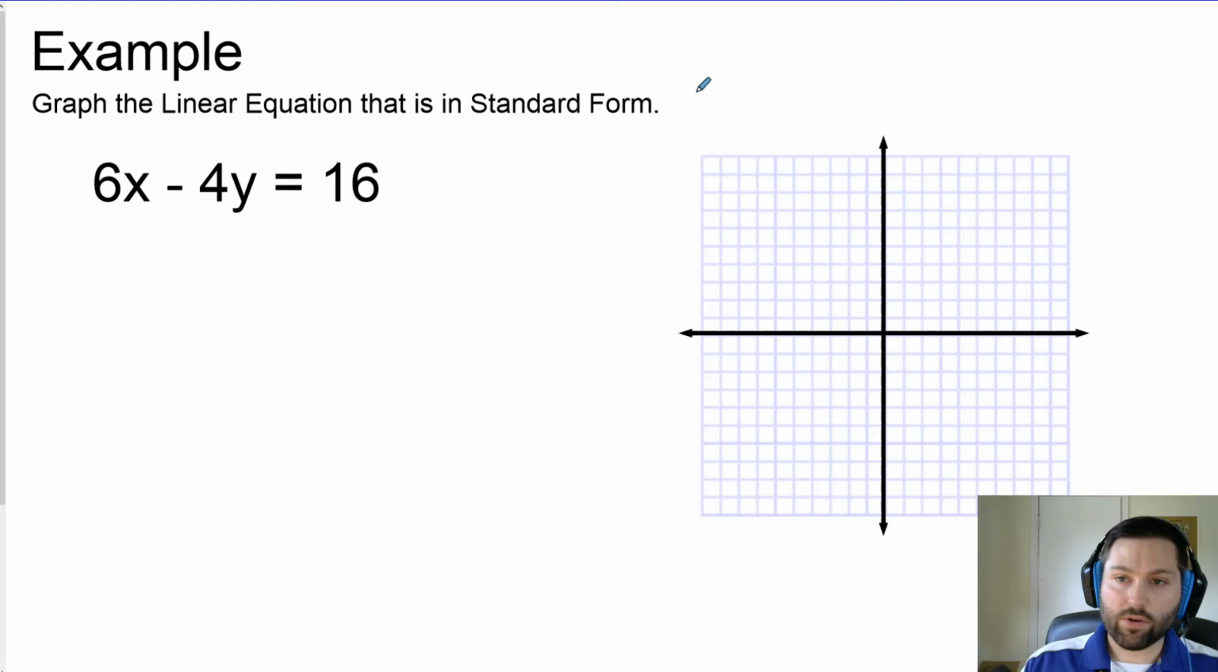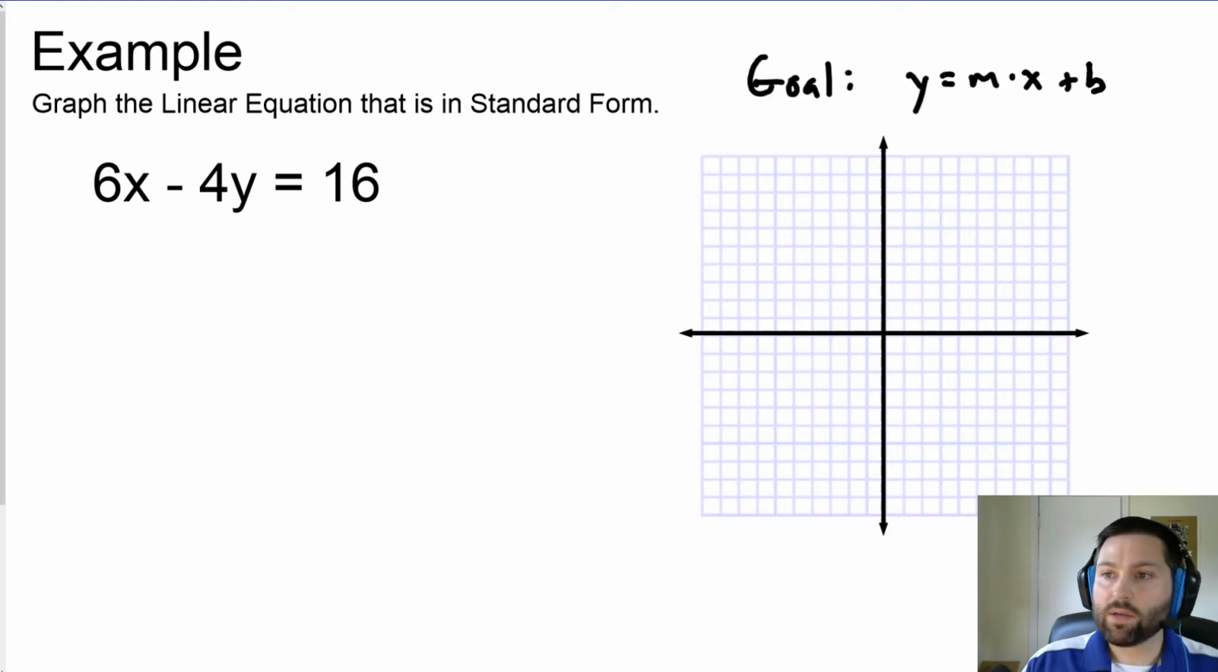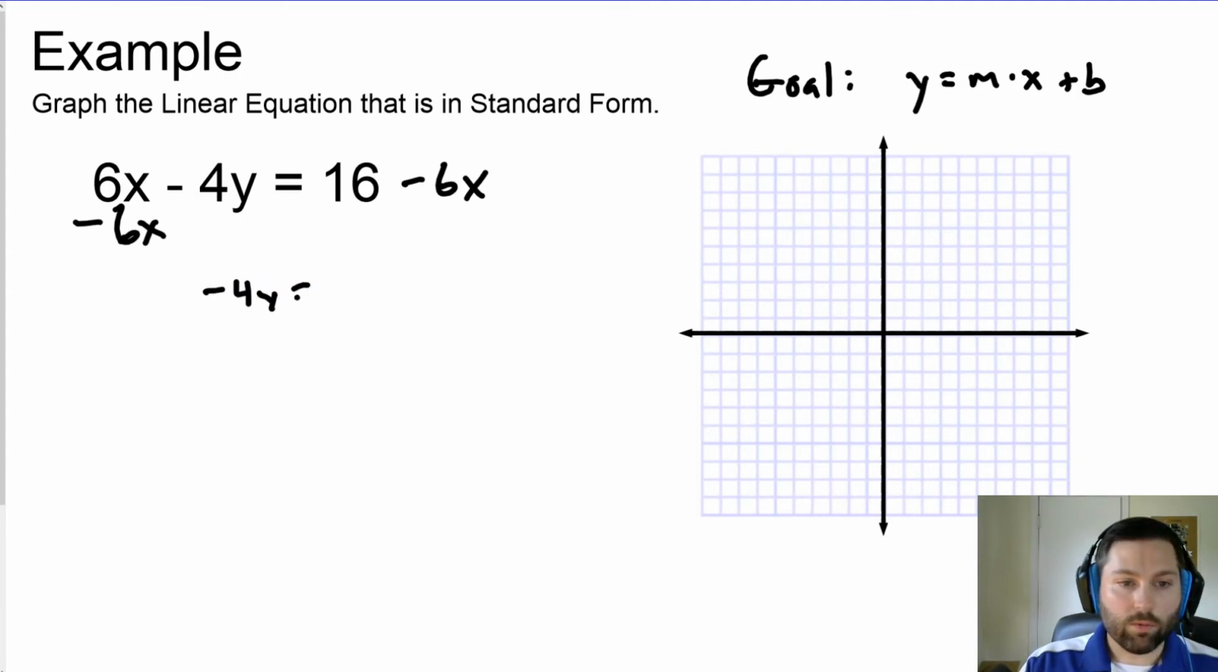Our slope-intercept form is to have y equals m times x plus b. Y should be by itself with no coefficients. So right now, we have 6x on the same side as y. So that's problem number 1. And to fix that, I'm going to remove 6x from this side. But in algebra, we have to keep our equations balanced by doing the same thing on both sides. So I get negative 4y equals 16 minus 6x.